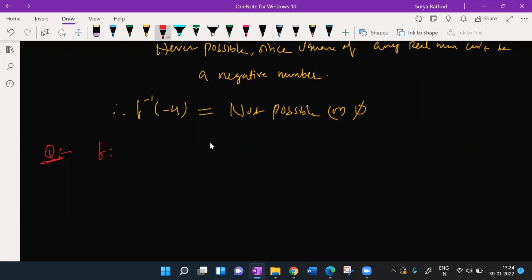f is a mapping from R to R, and f of x is given as x squared plus 1. Then prove that f is not an injection. Prove that it is not an injection. Tell me, how can we do this?